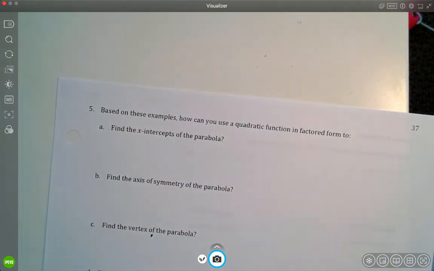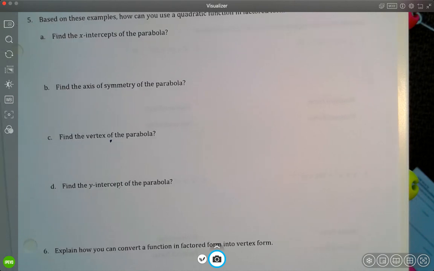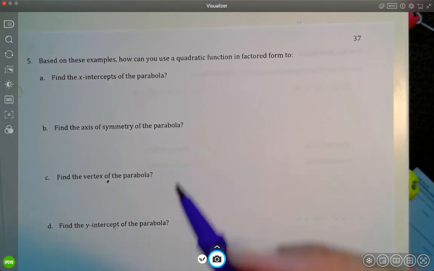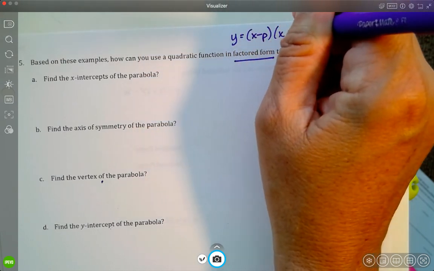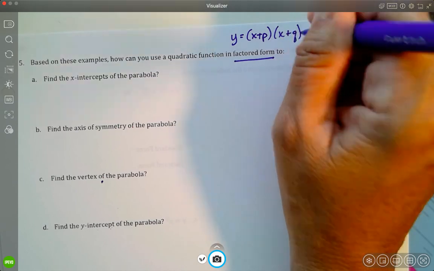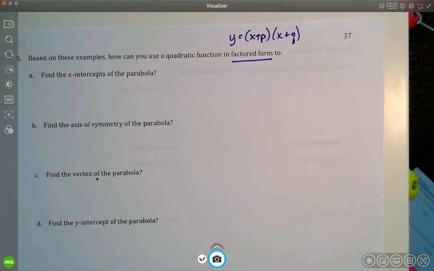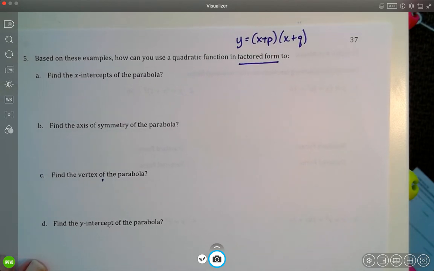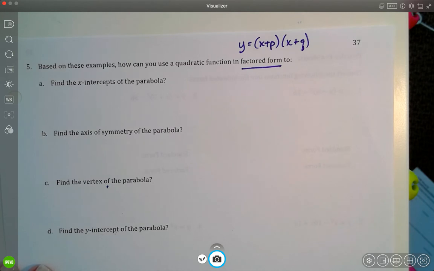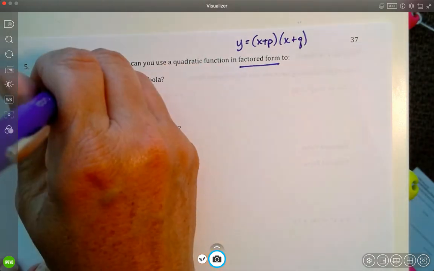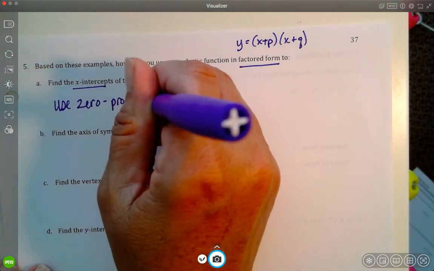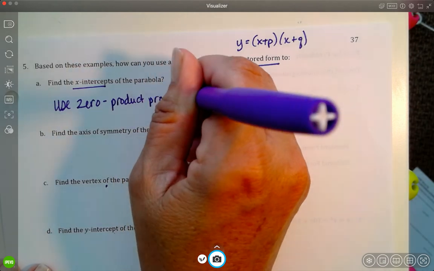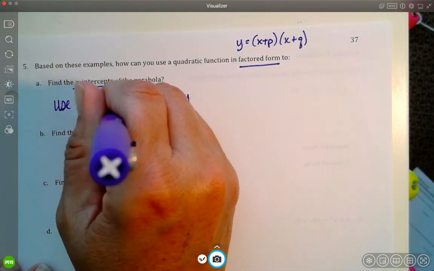So based on these examples that we just did, how can you use a quadratic function in factored form, like y equals x minus p times x plus q? That's kind of how we write the general factored form. How can you use factored form, without changing it to another form like vertex form, to find x-intercepts? Well, use the zero product property, which is finding when y equals 0.